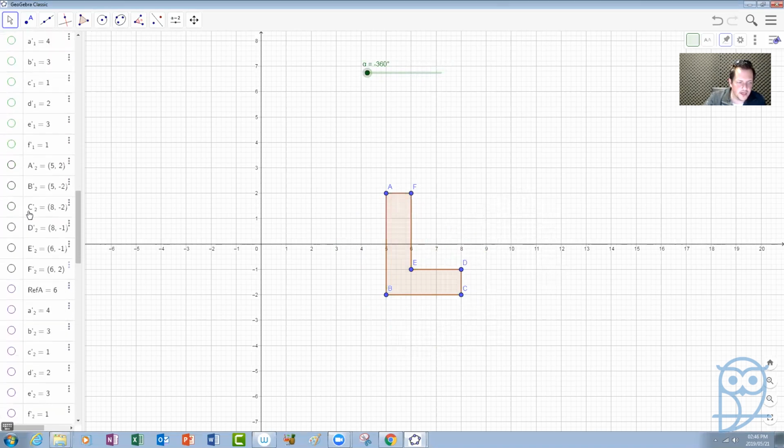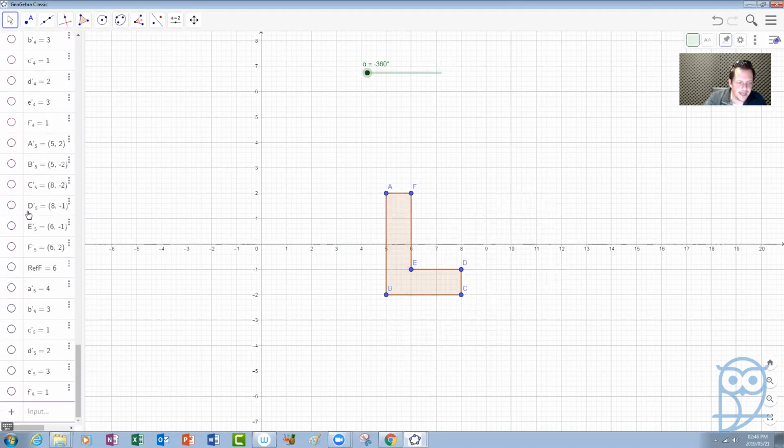And then, according to the question, we have point F. There's point F. And it's going to lift all the way up and around. Come back down. And back to the original.